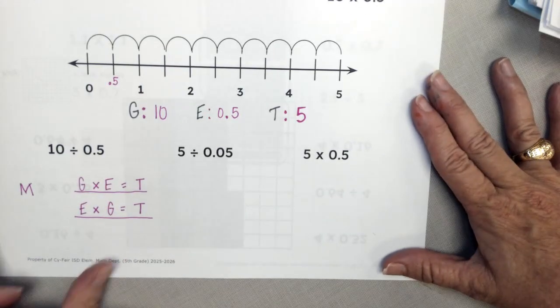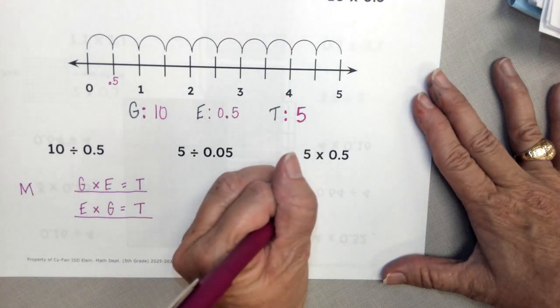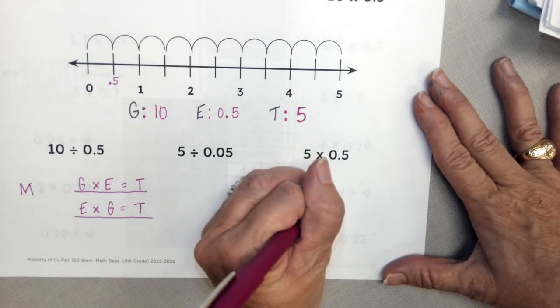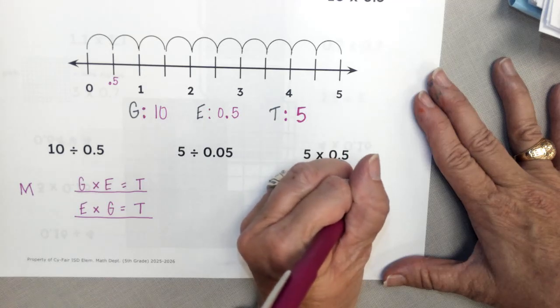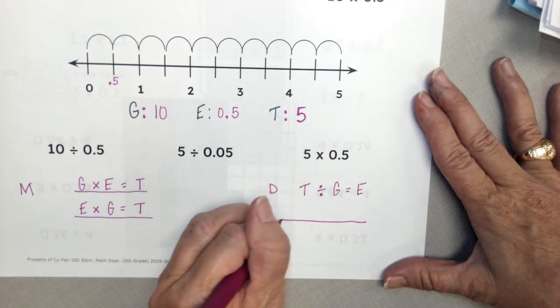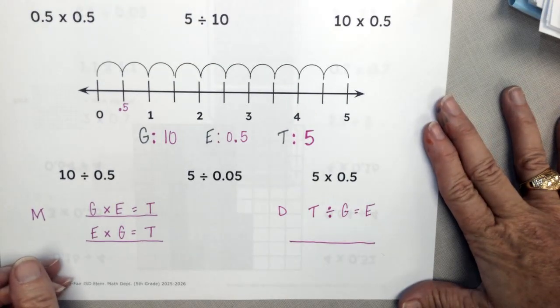And then I'm going to write one division statement. The division statement always starts with the total divided by the groups to get the each. So one division statement, 2 multiplication statements.